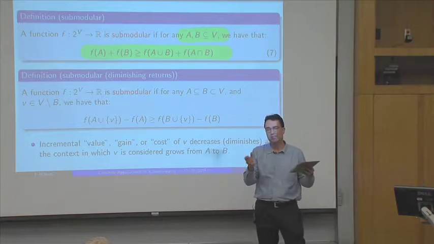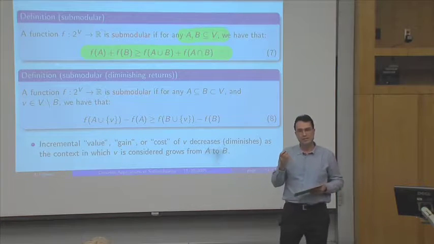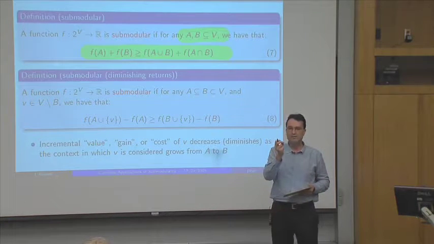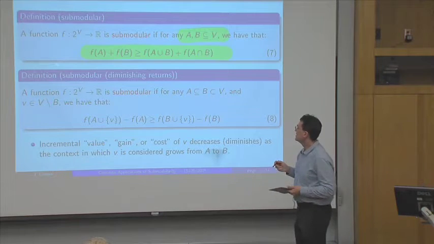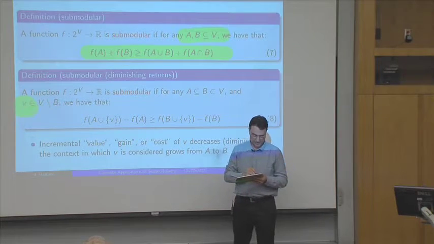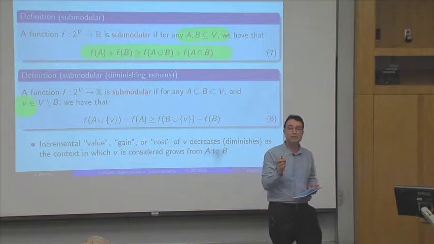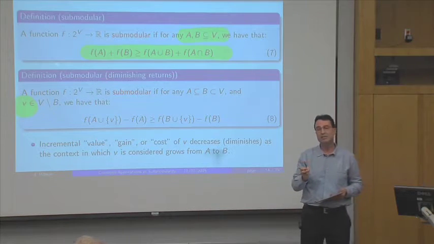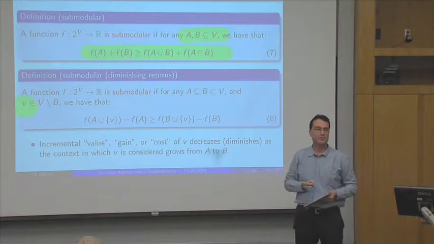because it basically says that the value of what you don't have, let's say that V is some item that you don't have here. This is V over here. V is something that you don't have. The value of what you don't have basically decreases as you get more other stuff.